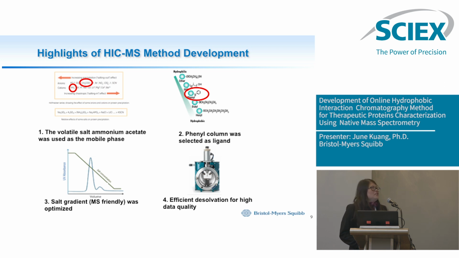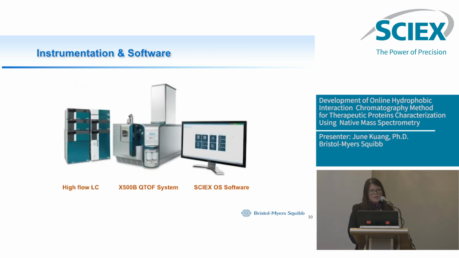And then, more importantly, we choose an MS system that has an ionization source that can provide efficient desolvation, because that is very important for whether you get good mass spec data or not. The reason we choose this ionization source is the design of the Turbo V ionization source. It can enhance the gas flow dynamics and also optimize the heat configuration. So the instrumentation setup is very simple. We use a high flow UHPLC system directly coupled with the X500B QTOF system, and use the SCIEX OS software for data acquisition.